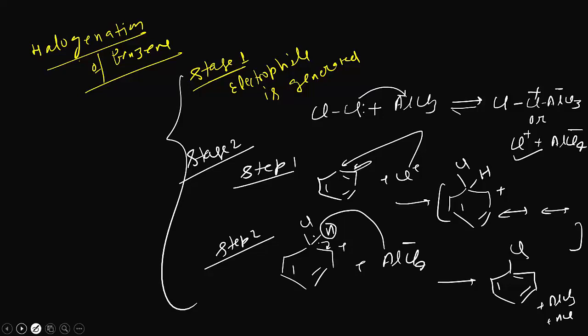You write 2 important notes here. Note number 1, write: F2 reacts with benzene very fast. That fluorine is highly reactive. So it is difficult to limit the reaction to monofluorination.